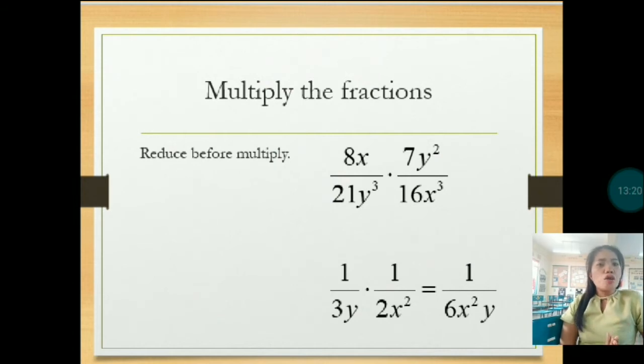Now let's proceed to multiply the fractions. Reduce before multiplying. We have here 8x divided by 21y cubed times 7y squared over 16x cubed.